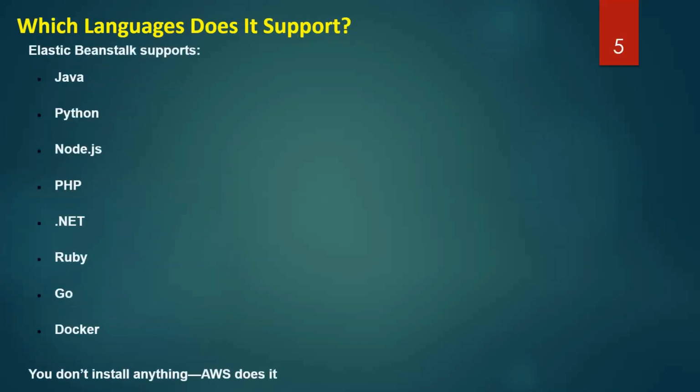So what languages does Elastic Beanstalk support? Like I said before, it supports multiple programming languages like Java, Python, Node.js, PHP, .NET, Ruby, Go, Docker, and you don't need to install them manually. Elastic Beanstalk does this for you.